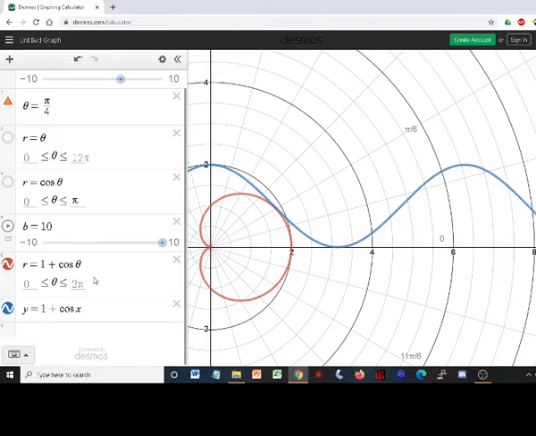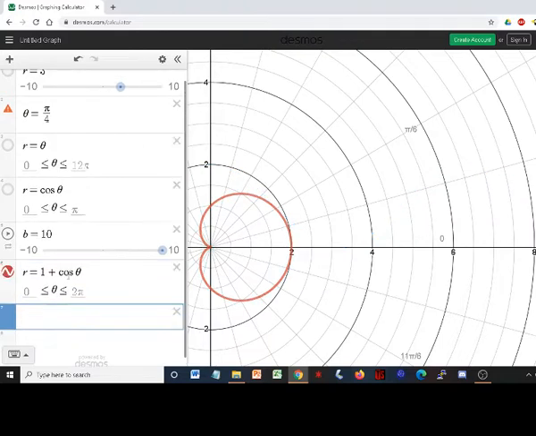So that one's a little nicer. That's called a cardioid. And you can see here it goes to 2 pi. If I leave that blank up here, it auto-populates that with pi, but 2 pi here. Okay, one more weird one, and then we'll extend this idea.